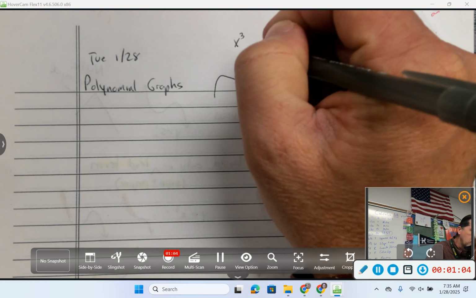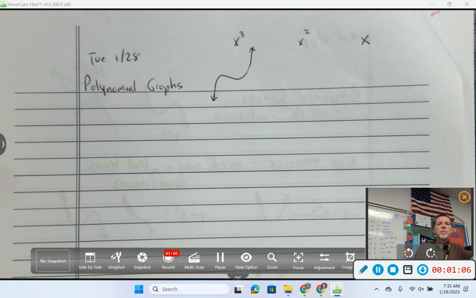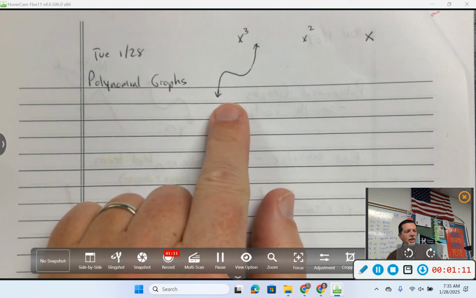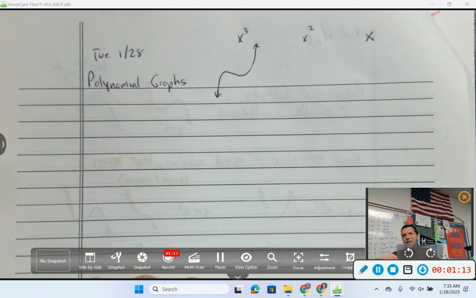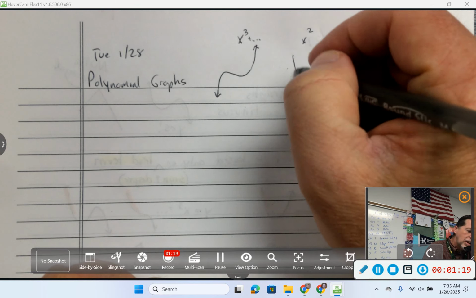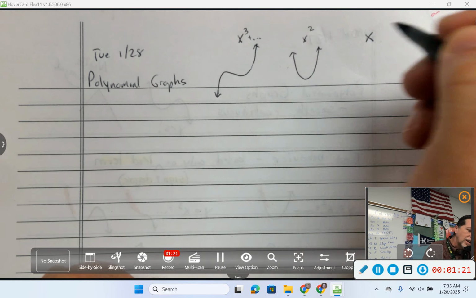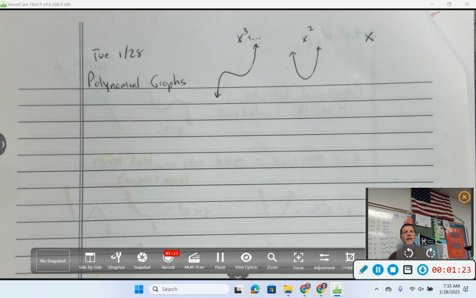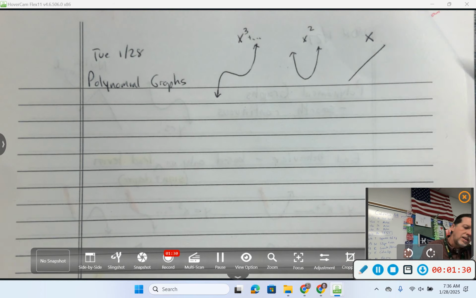X cubed looks something like that. I guess we should be a little bit careful. X cubed without anything would not have a dramatic wiggle in there, so I should say it's x cubed plus some other stuff. X squared, we know what that looks like. And surely we haven't forgotten what y equals x looks like. Just a line. Boring.